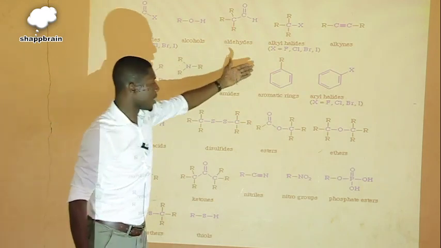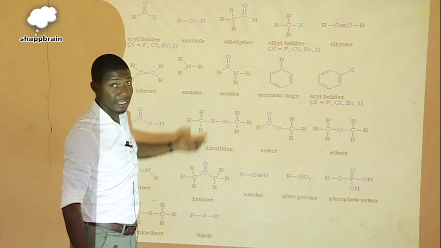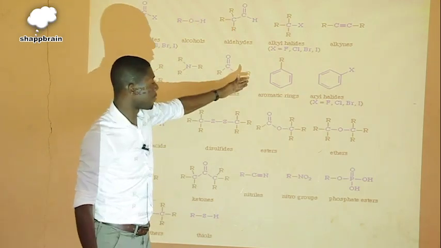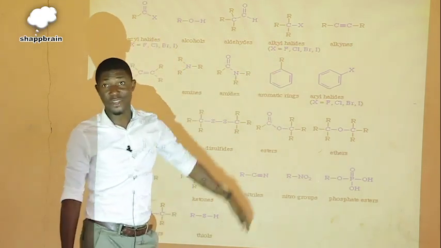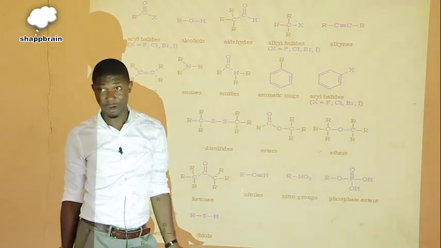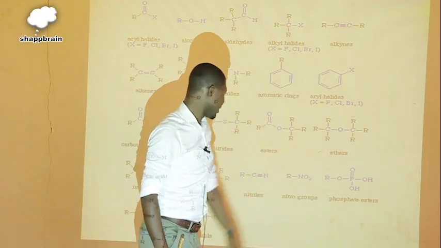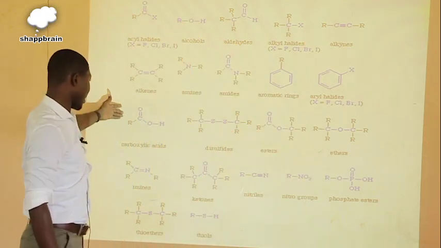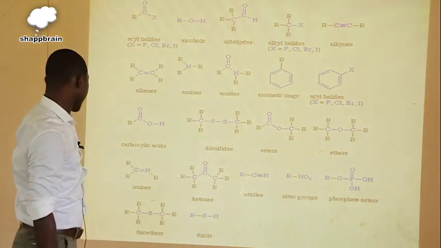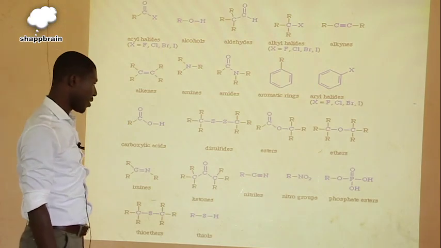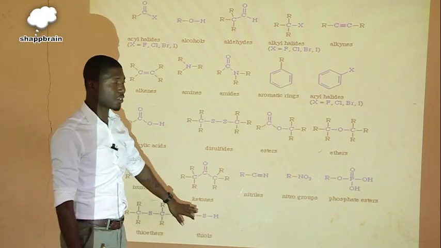Okay? Then we have the aromatic ring. Any ring that contains a benzene ring in it is aromatic. So this is an aromatic ring. Then if you have OH representing the R here, it is called phenol. Phenol is a derivative of benzene. Good. Then you have aryl halide. We have carbonyl acids, disulfides, esters, ethers, amines, ketones, nitriles, nitro groups, phosphate esters, thioesters, and then thiols.